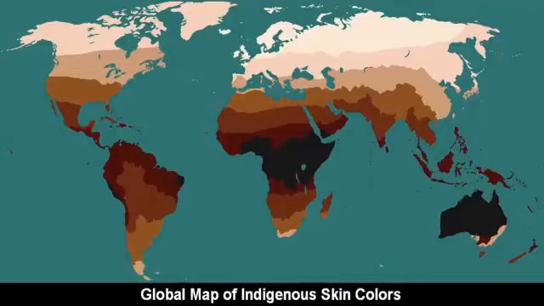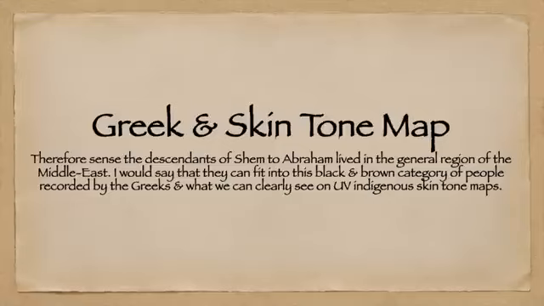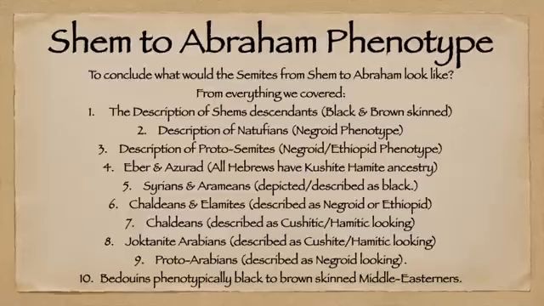And here's the global map of indigenous skin tones, what the skin tones of Shemites would have looked like in the earliest of days. So therefore, since the descendants of Shem to Abraham lived in the general region of the Middle East, I would say that they could fit into the black and brown category of people recorded by the Greeks. And we can clearly see this when we look at UV indigenous skin tone maps. So, Shem to Abraham phenotype.